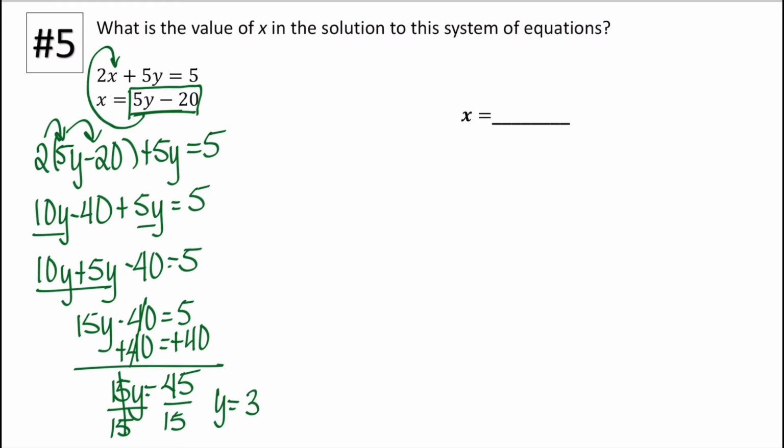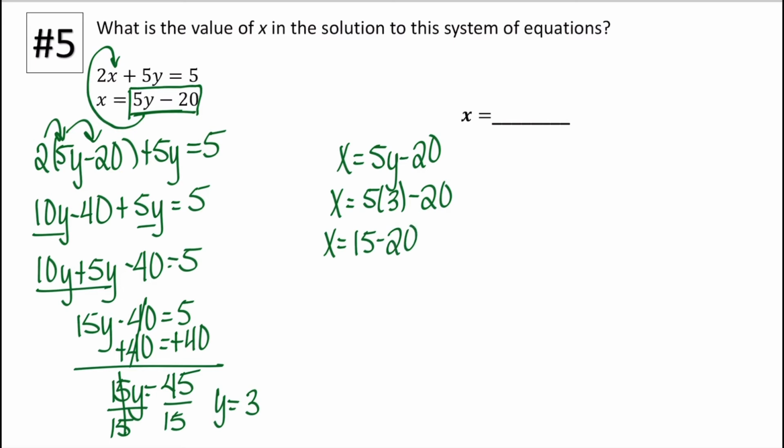But in this problem, it wants me to solve for x. So I'm going to go to x equals 5y minus 20, and substitute y equals 3. So I get 5 times 3 minus 20, which gives me x equals 15 minus 20, which is x equals -5. So x equals -5 is the value of x in the solution to the system of equations.